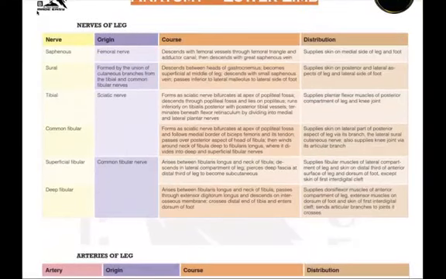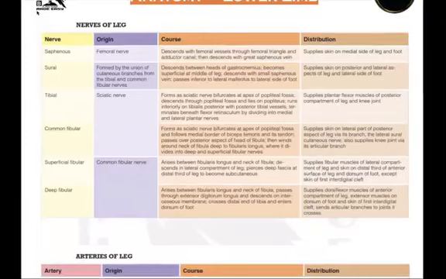Sir, so we don't have to learn the origin and insertion of these muscles? No need. I will say what origin and insertions of the muscles you need to know, as I said, in the upper limb, and also here in the lower limb.